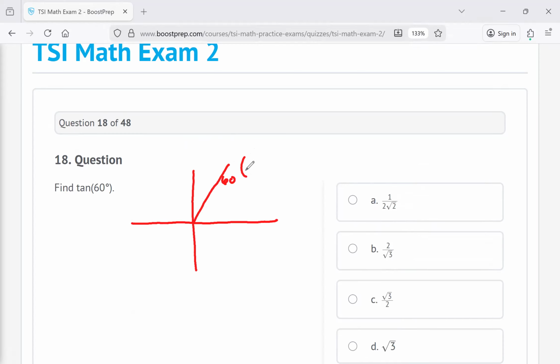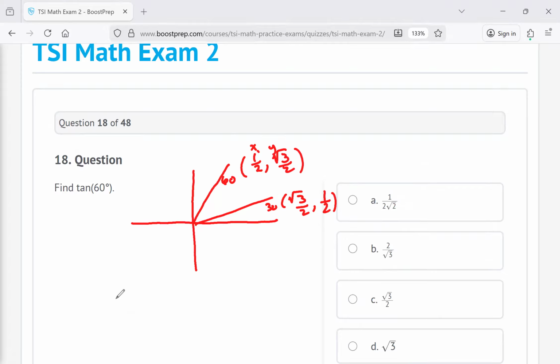I remember, this is how I remember. I know 30 has an x coordinate radical 3 over 2 and a y coordinate 1 half. So 60 is the reciprocal of that. That's how I remember that. So it's going to be 1 half, radical 3 over 2, right? So this is your x, and this is your y.